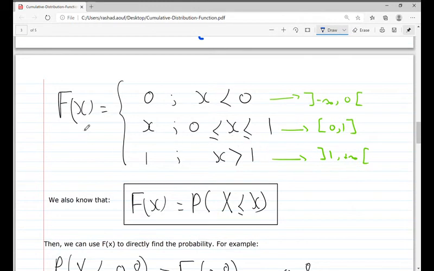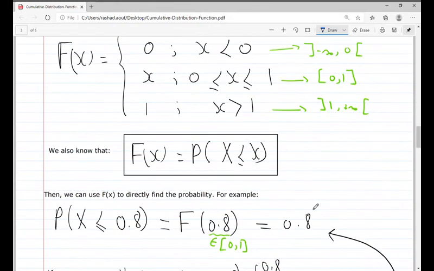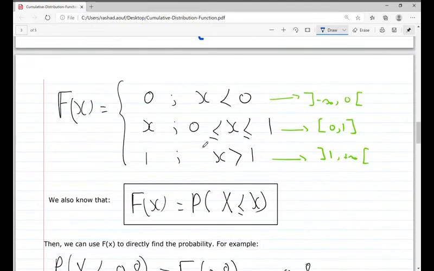And this one now is F(x), which is equal to the cumulative probabilities for all values less than x. So now if I ask you to calculate the probability for any value, instead of writing the first formula you have in this chapter, the integration, I can just locate the point in which interval here and find its corresponding value.